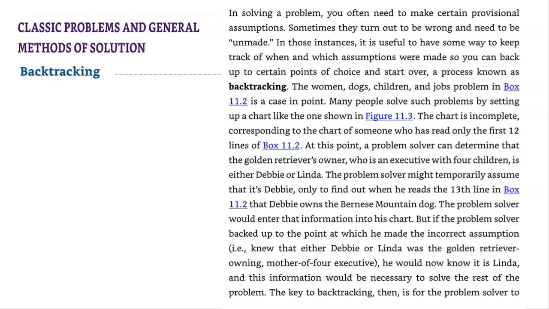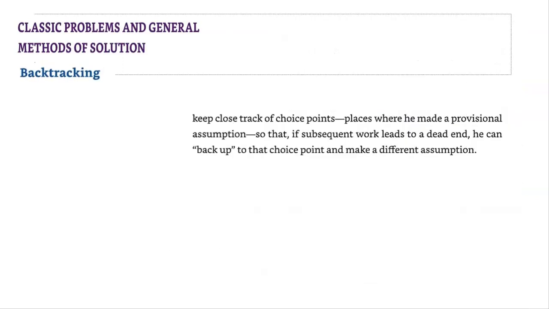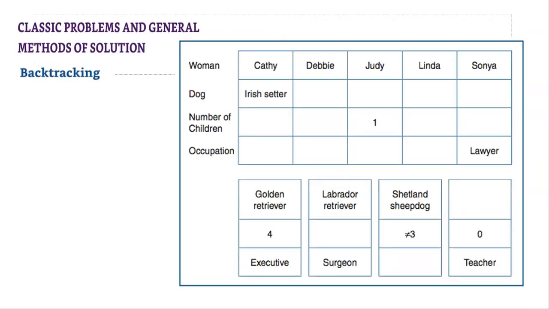Like what we see in figure 11.3, it's incomplete, corresponding to the chart of someone who's read only the first 12 lines or so. But at this point, a problem solver can determine that the golden retriever's owner, who is an executive with 4 children, is either Debbie or Linda. So with this, I've narrowed it down at least. So I've gotten to a partial solution with this idea of backtracking on this somewhat complicated problem. Now, the LSAT problems were not this long. They were considerably shorter, but nonetheless, they tapped on the same ideas.